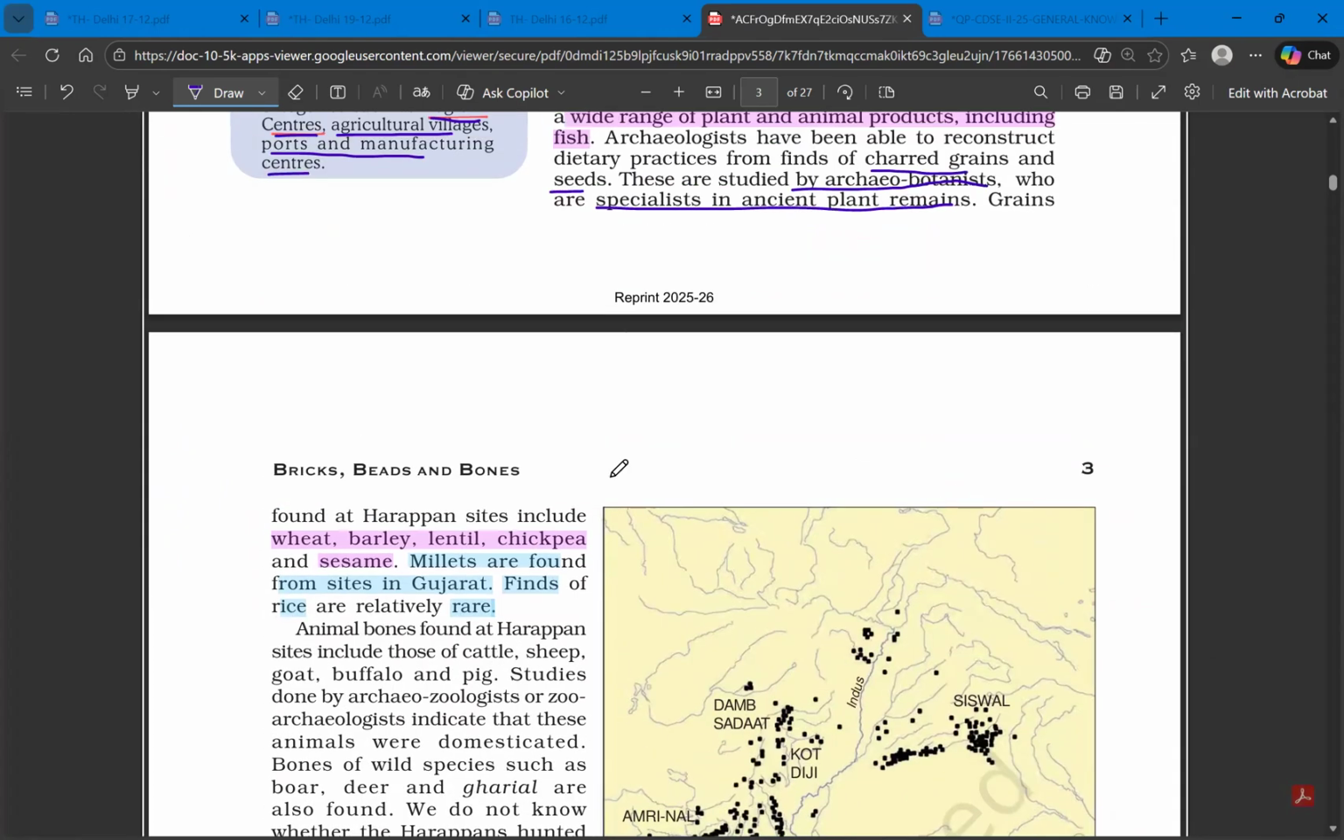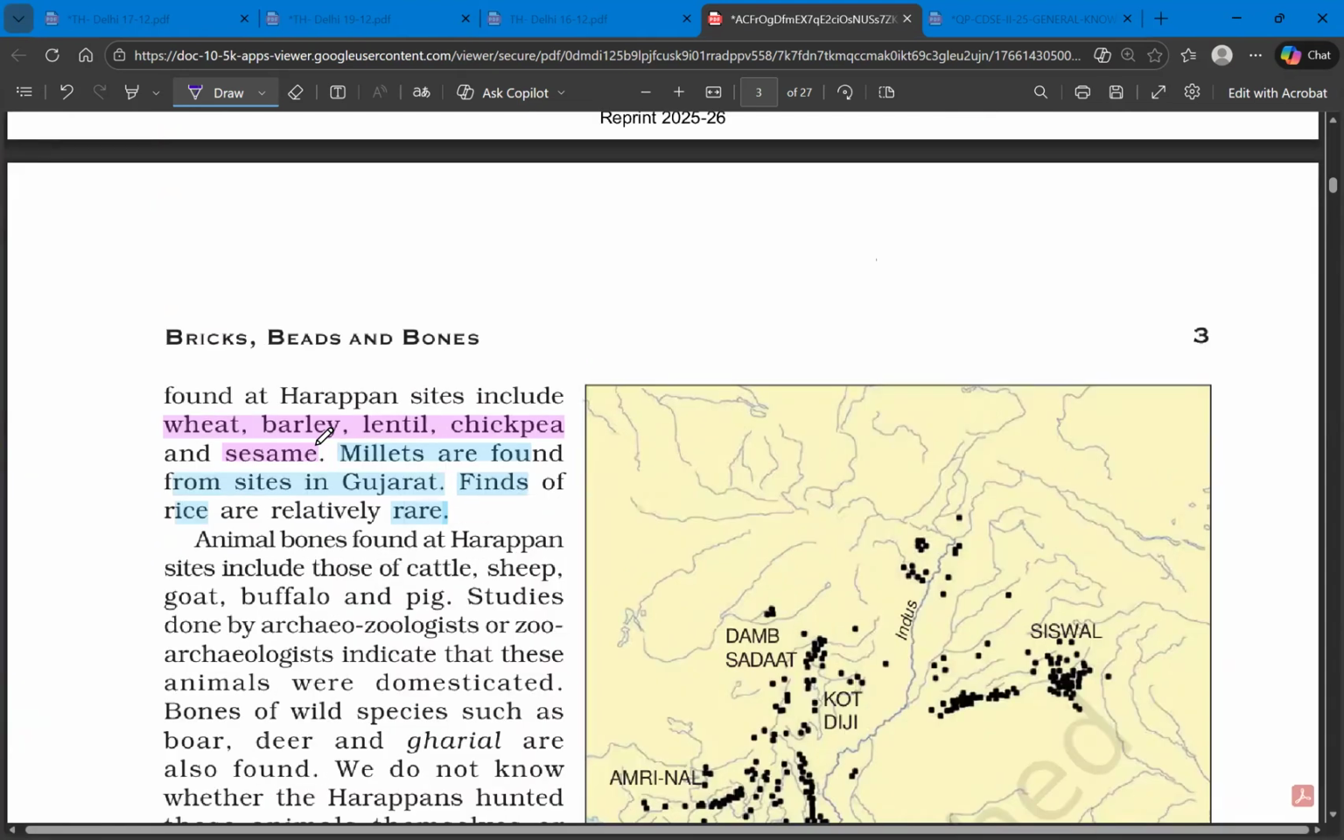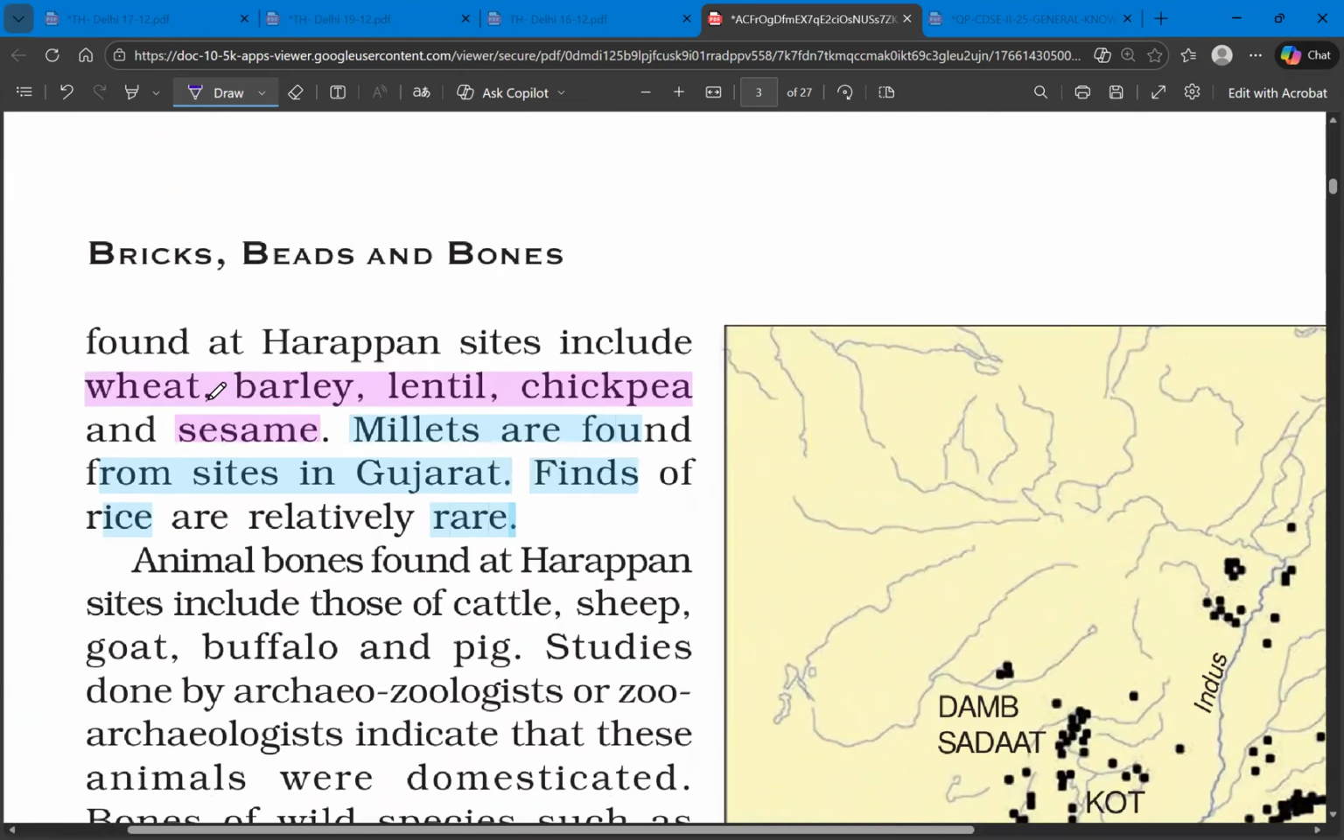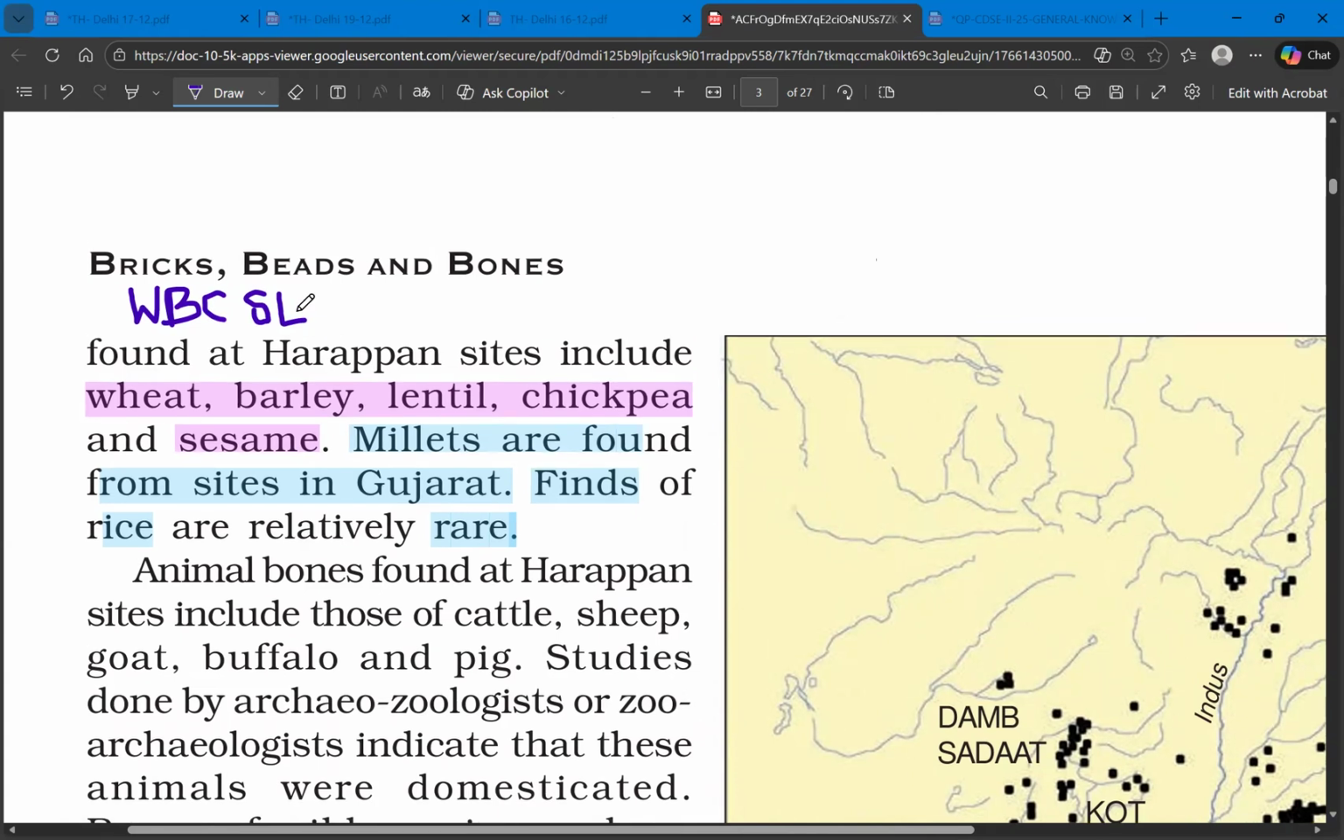Grains found at Harappan sites include wheat, barley, lentil, chickpea, sesame. So WBC in Sri Lanka: wheat, barley, chickpea, sesame, and lentil. These are the grains found at Harappan sites.